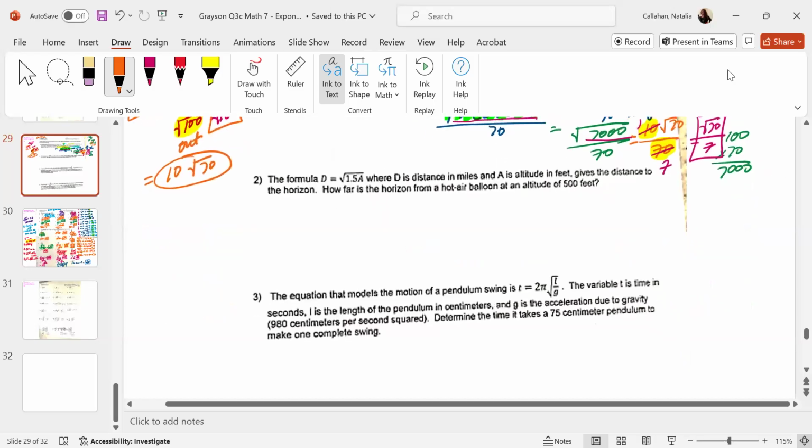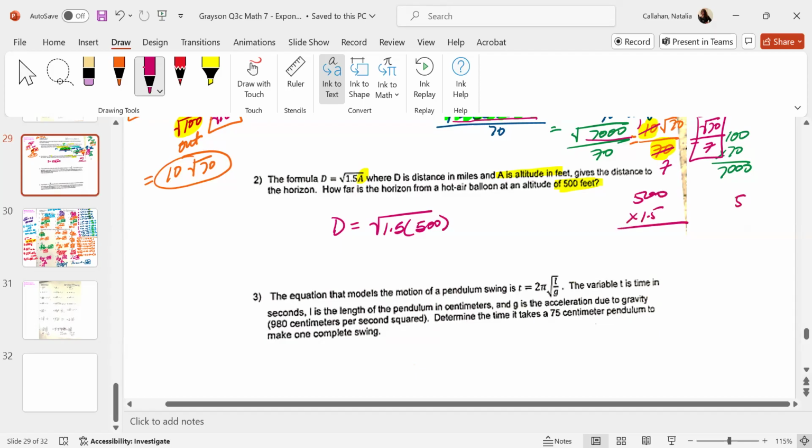Okay, number 2, read please. Where D is distance in miles and A is the altitude. How far is the horizon from the hot air balloon at an altitude of 500 feet? Okay. Where do you put the 500? In the A. What is A? A is the altitude. D equals square root 1.5 times 500, right? Do the math.